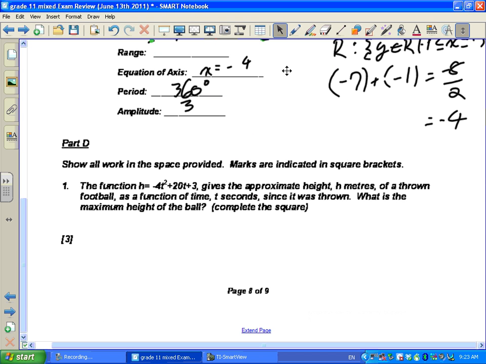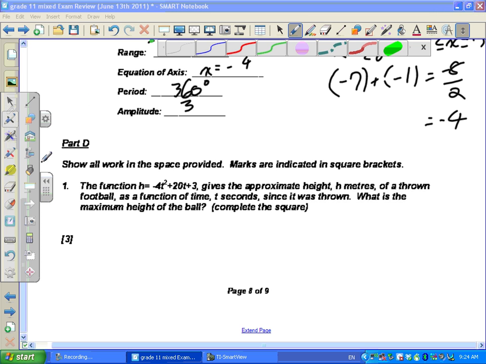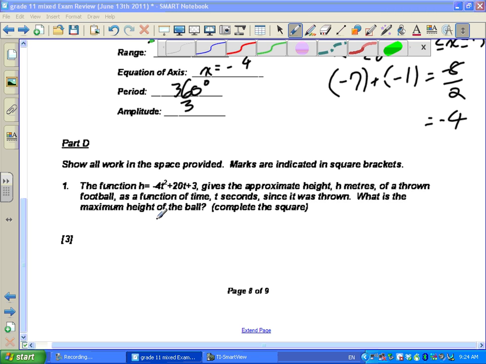Okay, part D, show your work in the space provided. It says a function gives the approximate height, h in meters, of a thrown football as a function of time, t seconds since it was thrown. What is the max height of the ball? So this is a quadratic equation. I want to find the maximum height of the ball. I could factor to find the zeros, then find the axis of symmetry, then plug it in to find the y. Or I can complete the square, put it into vertex form, which would be the fastest way to find the vertex or the max height.